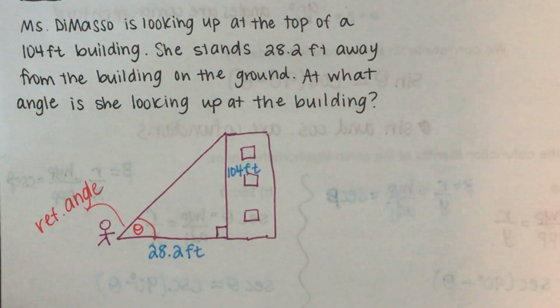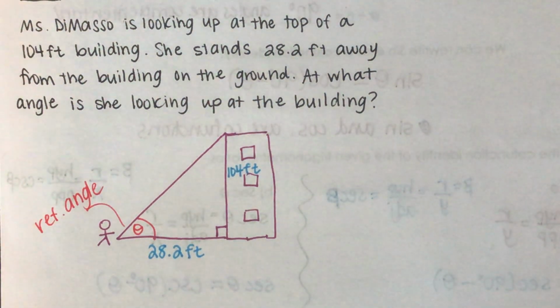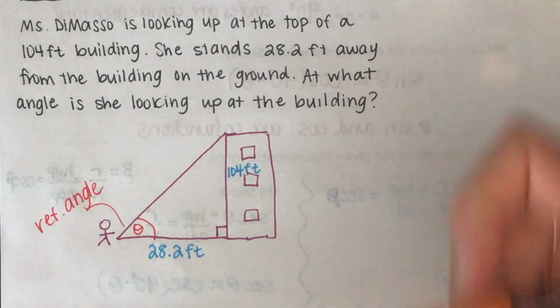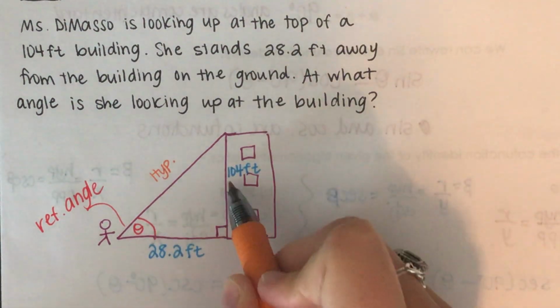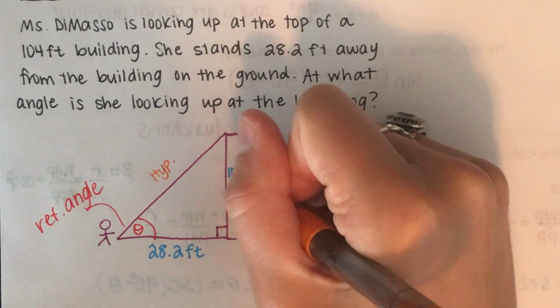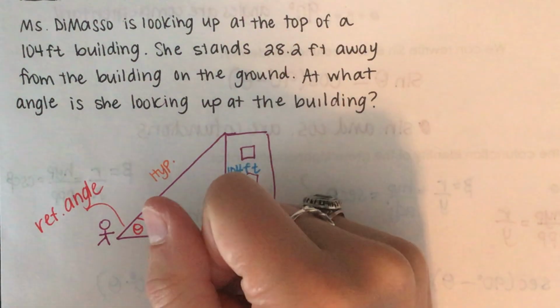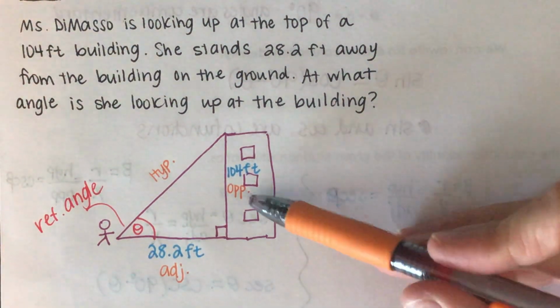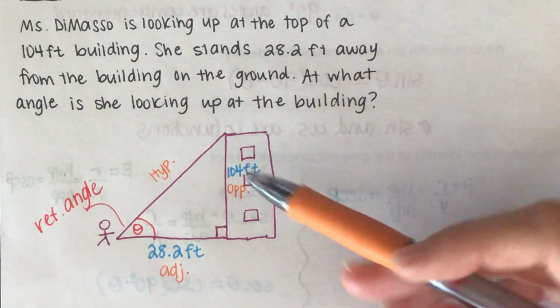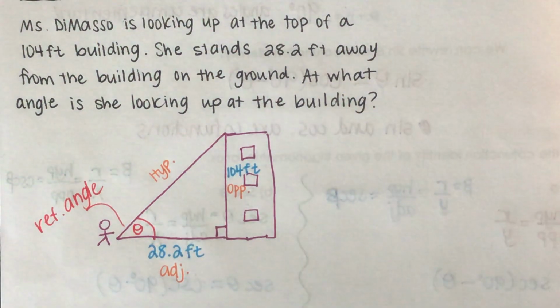Okay. First thing I'm going to do is label my sides. Across from the 90 is my hypotenuse. Across from the angle is the opposite. And next to the angle is my adjacent. Okay, so I know that the opposite is 104, and I know that the adjacent is 28.2.